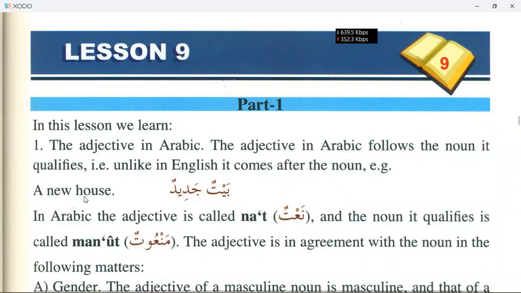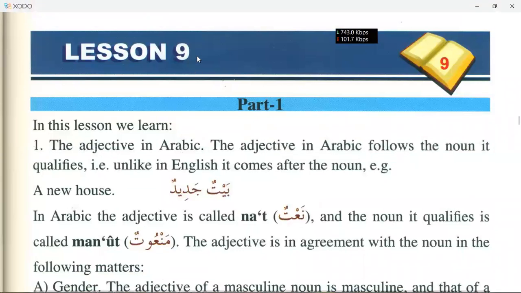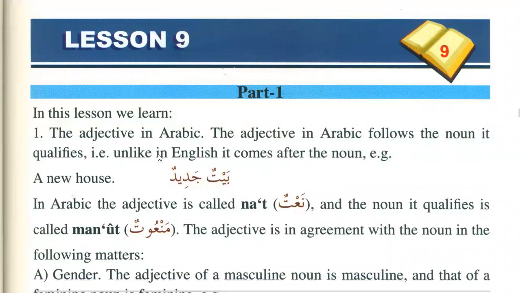Lesson 9, part 1. In this lesson, we learn the adjective in Arabic. The adjective in Arabic follows the noun it qualifies, that is, unlike in English, it comes after the noun. Example, a new home is baitun jadidun. In Arabic, the adjective is called naat, and the noun it qualifies is called manut. The adjective is in agreement with the noun in the following matters.